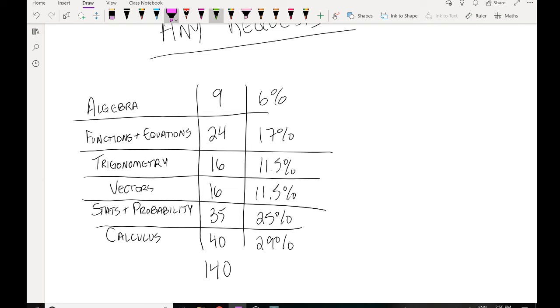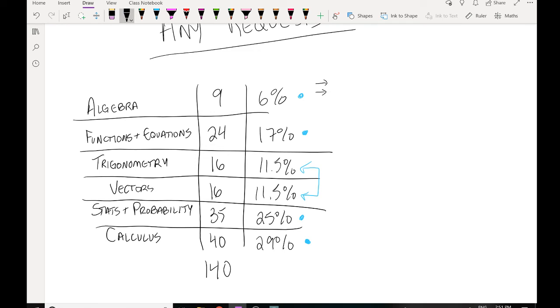So we talked about this back during the mock exam prep, where the way that you actually go about studying should be prioritized based on which topic's going to show up the most. And so you have 29% calculus, meaning that's the biggest topic. 25% stats and probability. Functions and equations will be the next most frequently occurring. Vectors and trig will be tied. And then algebra, so log laws and sequences and series and binomial expansions will be the least prominent thing.